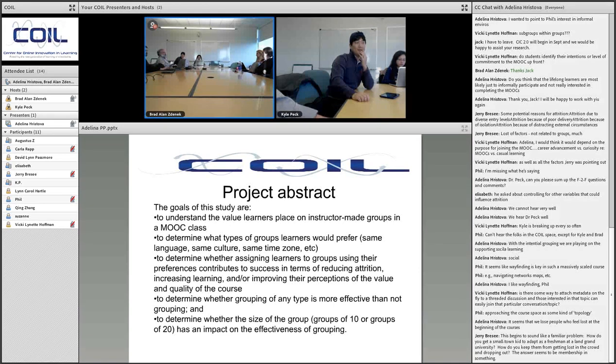Okay. Whenever we have a collision of voices, we're going to stop and yield to the person who's not in the room, because they don't have the same opportunities and cues that we have. So if there's a vocal collision, the right of way goes to the person who's not here.